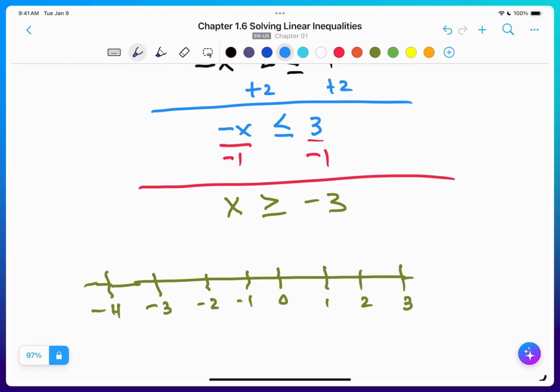Let's try blue here. Now, remember, this underline means it's a solid circle. So we're going to put a circle here at -3, and then we're going to color it in. And then we're going to draw this line all the way across. That means x is greater than or equal to -3. And that's how that problem is done. Okay?